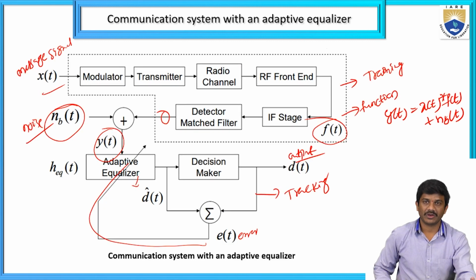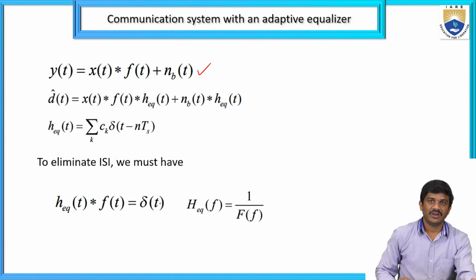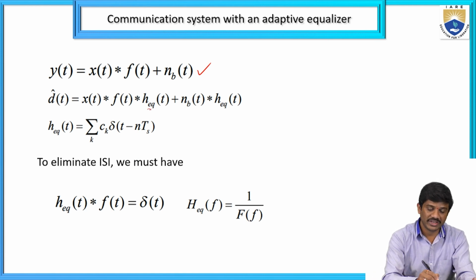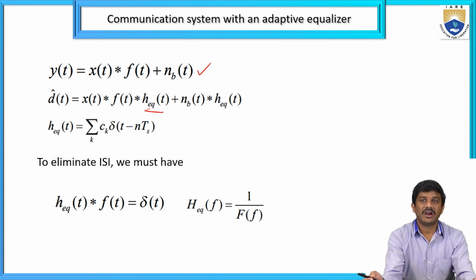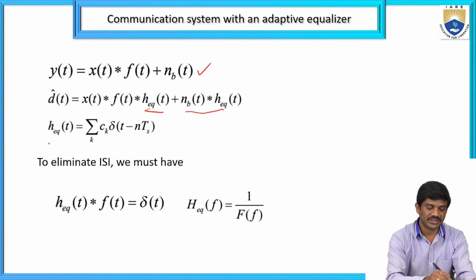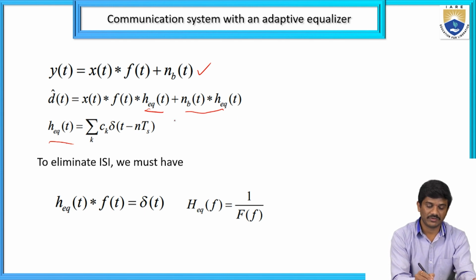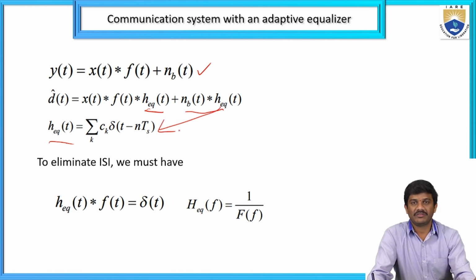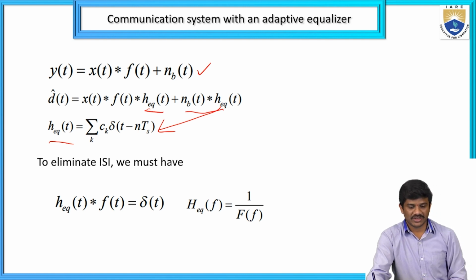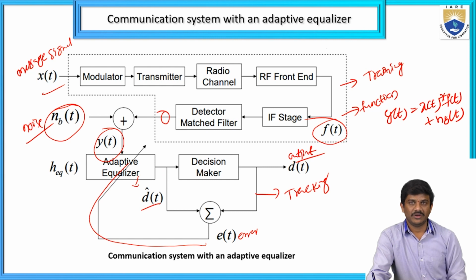What is d cap of t? d cap of t equals x of t into f of t, plus the adaptive equalization, plus the noise. Then the equalization equals the sum over k of c k delta of t minus nTs. This is h equivalent. While we have intersymbol interference, we can write h equivalent of t convolution f of t equal to delta of t. Like this we can find the equalization of the intersymbol interference.